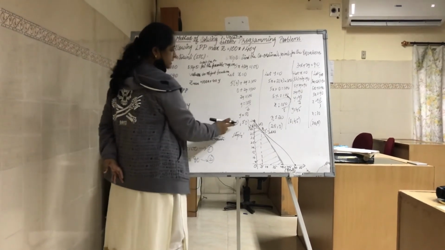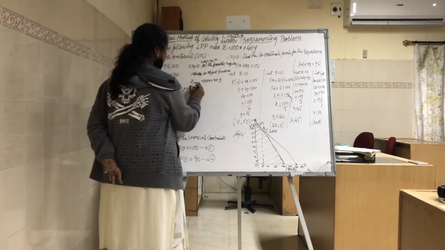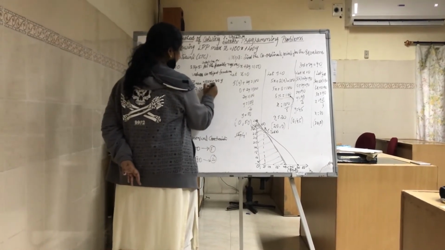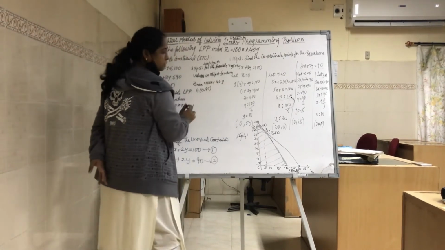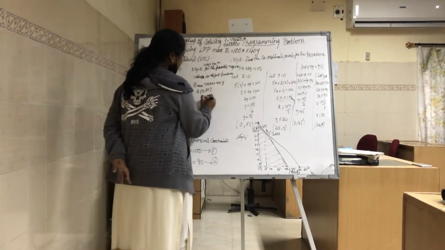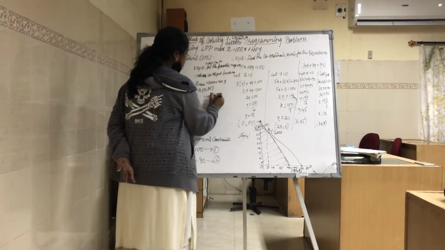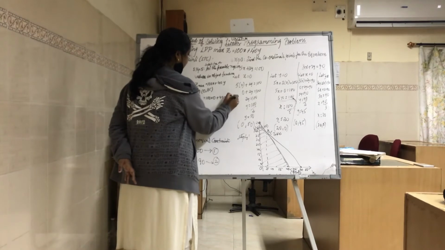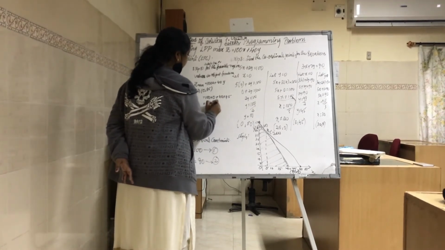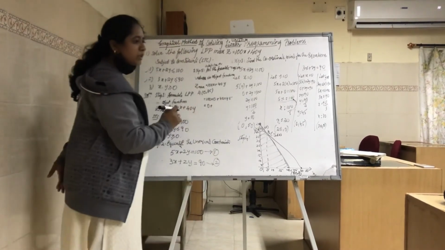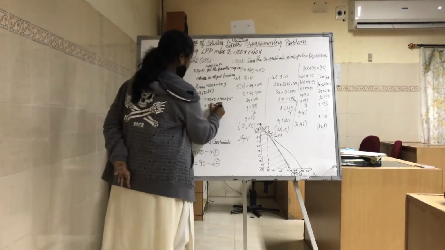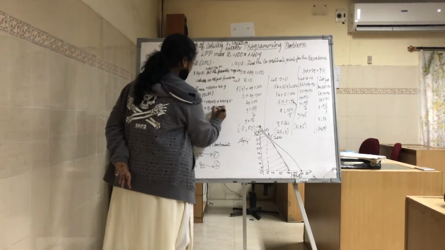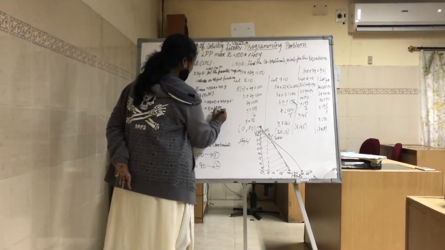Now here you have x and y values. First we will take it as A. What is A? 0, 45. So we have to substitute these values in this. That is 100 into 0 plus 40 into 45. So it is 0 plus 40 into 45, which is 1800. So it is 1800.